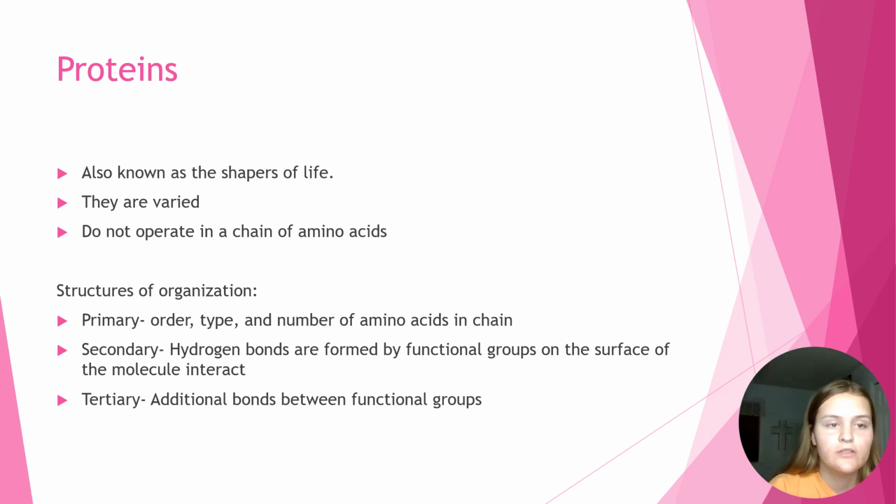Okay, so proteins. They are also known as the shapers of life. They are varied, and they operate in a chain of amino acids. Structure of organization. You have your primary, which is your order, type, and number of amino acids in a chain. Your secondary, in which hydrogen bonds are formed by functional groups on the surface of the molecule that interact, and tertiary, additional bonds between the functional groups.